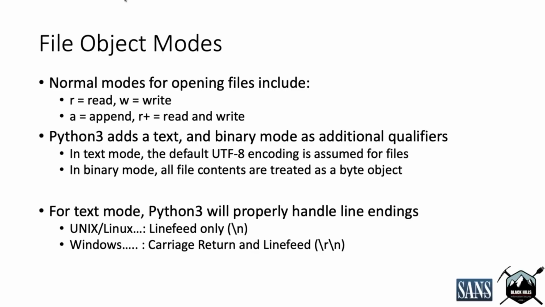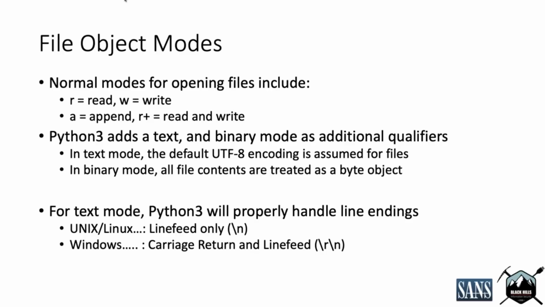And so Python 3 has introduced a couple of additional file modes for text and binary files using the T and the B. So if we open a file, read in text mode, then we will be interpreting the data in that file as if it were Unicode or UTF-8 strings. If we open it in binary mode, we're going to interpret that data in the file as if it were byte objects.